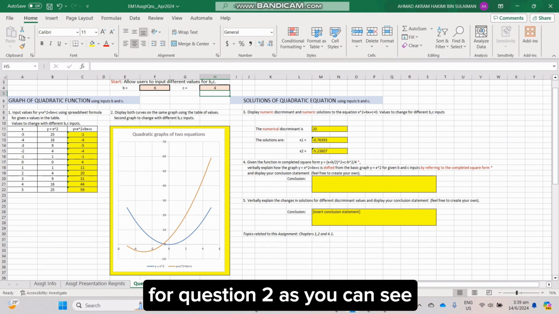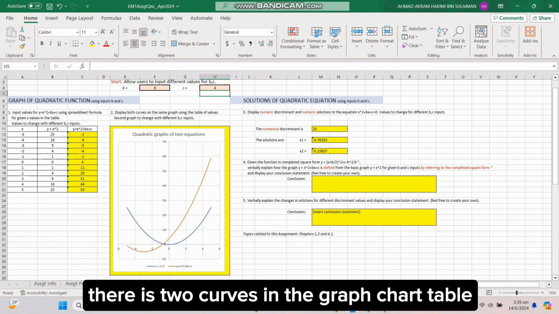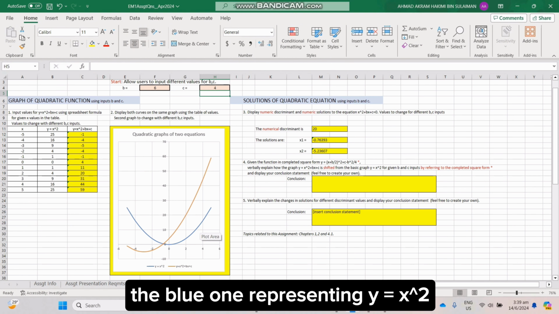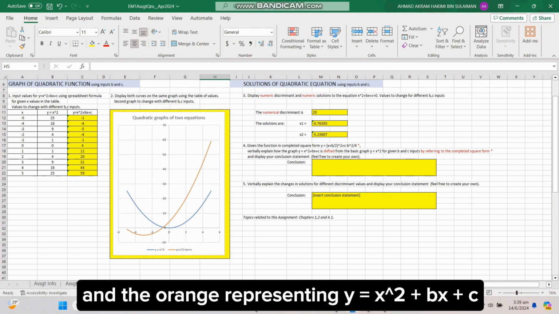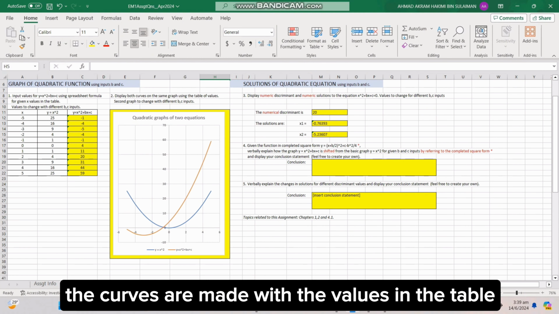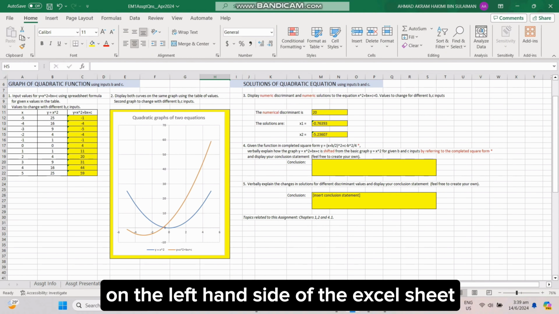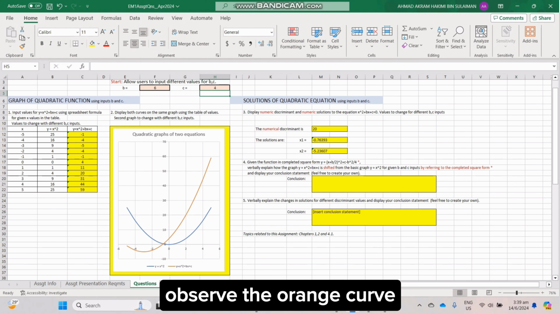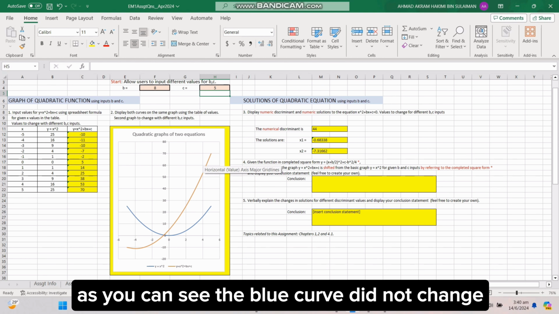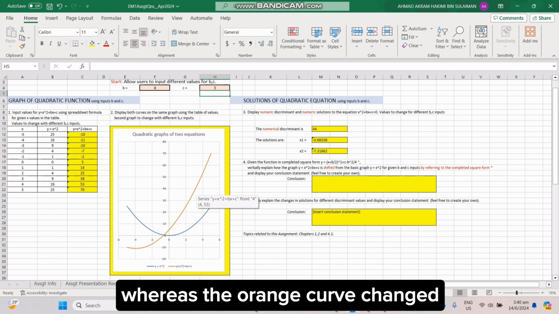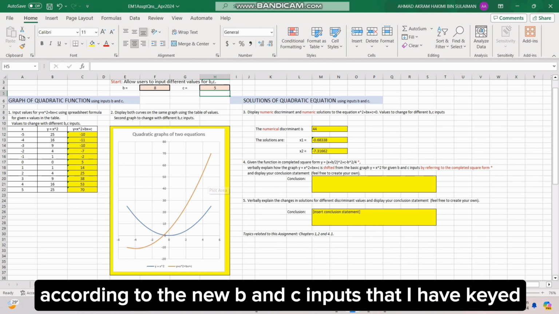For question 2, as you can see, there are two curves in the graph chart. The blue one represents y equals x squared, and the orange represents y equals x squared plus bx plus c. The curves are made with the values in the table on the left-hand side of the Excel sheet. Observe the orange curve when b equals 6 and c equals 4. As you can see, the blue curve did not change, whereas the orange curve changed according to the new b and c inputs that I have keyed in.